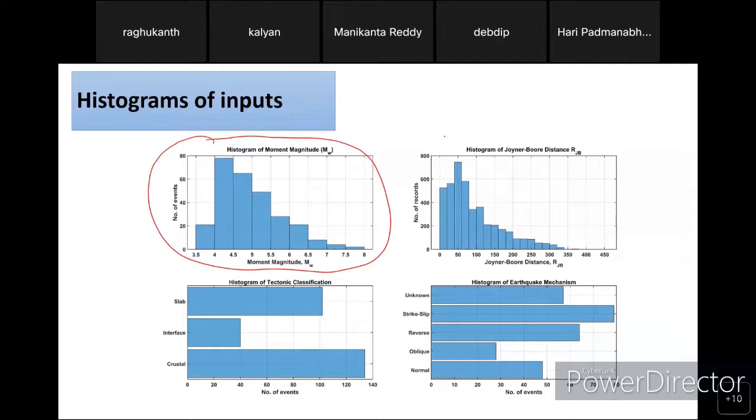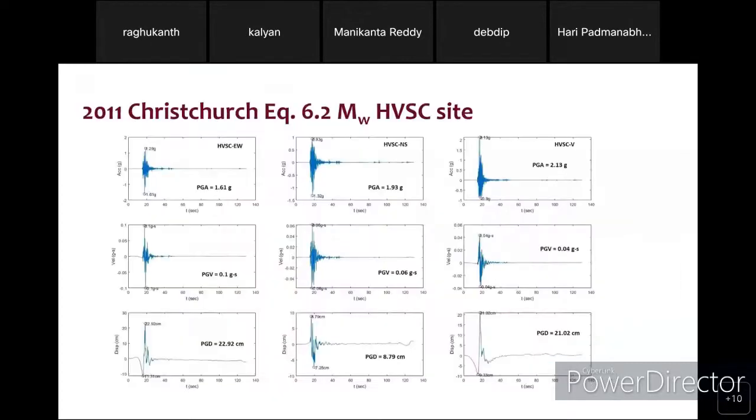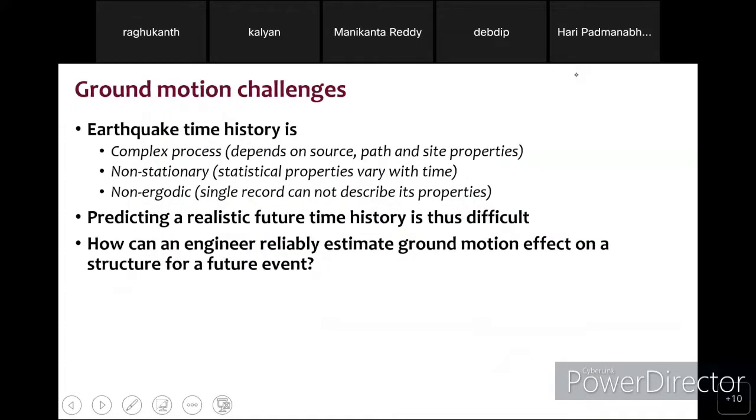The distance, magnitude and others I have shown you. These are some data sets, the recorded time histories for the New Zealand Christchurch earthquake. The beauty of this earthquake is that many of the time histories, even for magnitude 6, exceeded 1g, like 1.32, extremely high values. So PGA shows extremely high values for magnitude 6 also. This was the reason we took this earthquake. I already showed you the complex and other things.